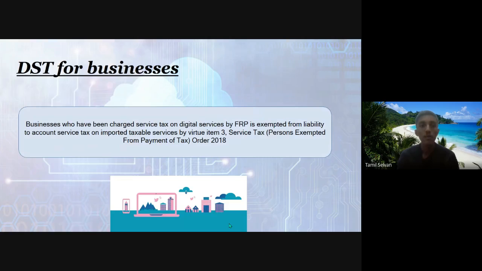So for businesses who have been charged services tax on digital services by the FRP, they are exempted from liability to account for service tax on imported taxable services. You can compare this to withholding taxes, right? For withholding taxes, the payer is required to withhold the tax on payment and remit it to the IRB later. But for DST, it's not. The person who has to pay the tax is the foreign service provider and not the business who acquires the service.